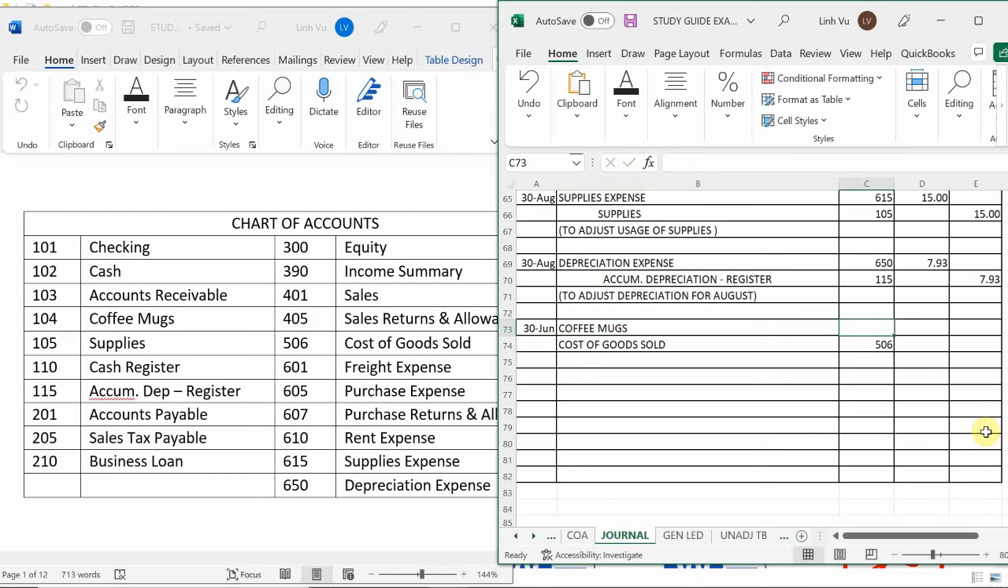Okay, account number 104. What else are you going to have here? What am I converting from? Your inventory. What do you mean by that? Would be the coffee mugs. Why would I be taking it out from my coffee mugs when I have nothing in my coffee mugs?